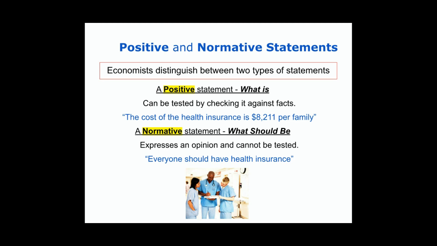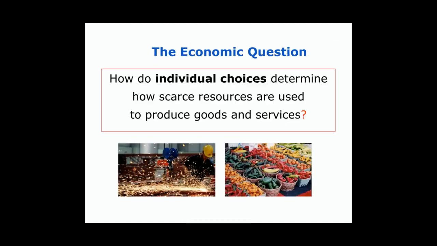And this is different than a normative statement. A normative statement is a what should be statement. Everyone should have health insurance. That's a normative statement. It expresses an opinion, but the problem is that normative statements can't be tested. We can't go out and observe and say if they're true or false. So they're not particularly helpful to us in the scientific process. So as economists, we focus on positive statements. What is statements? Because we can test them. We can go out in the real world and see if they're actually true.